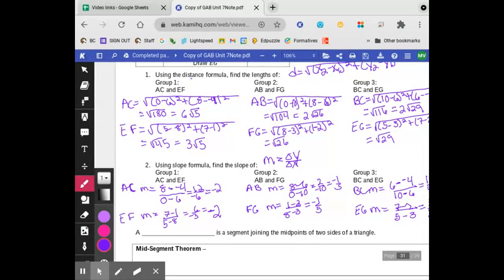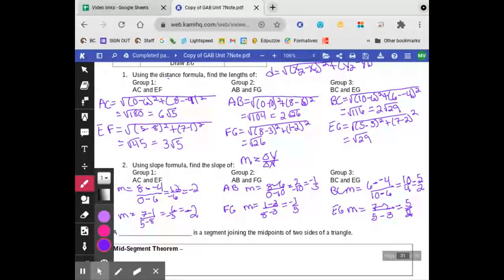AB, for group 2, slope is -1/5. FG, the slope is -1/5. Group 3, BC, the slope is 5/2. EG, the slope is 5/2.